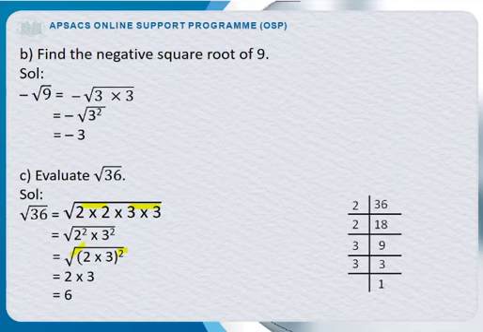Now, 9 cannot be divided by 2. So, that's why I have written 3. 3 into 3 is 9 and 3 into 1 is 3. Now the factors will be 2 into 2 into 3 into 3. Now the pairs for 36 will be this 2 and this 3.